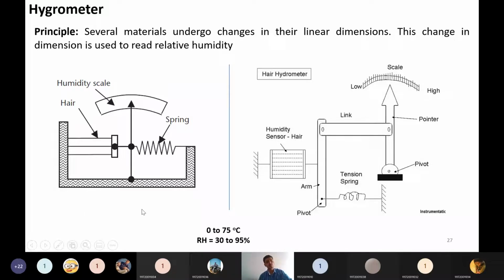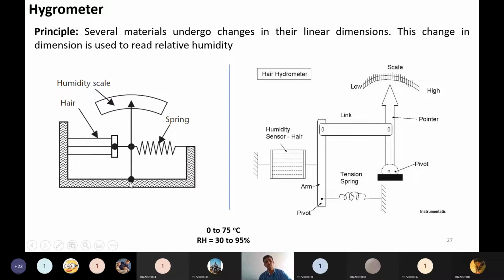Then the hair is connected to the arm, the spring tension, and also to the link. Depending on the linear deflection in its dimensions, this produces some tension in the spring. That tension is gauged by the link pointer, a pivotal pointer, which is connected through the link. This pointer deflects from its standard position, and therefore the position of the pointer can be read on the calibrated scale, whose scale is in relative humidity.